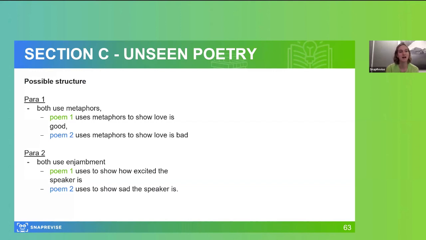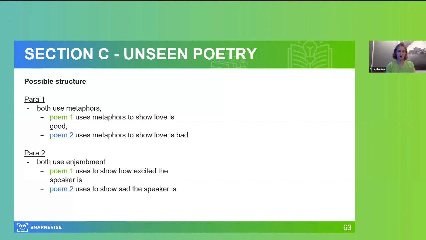So I've said that in paragraph 1, I'm going to talk about the fact that both texts use metaphors, and in poem 1, the metaphors are used to show how love is good. However, in poem 2, the metaphors are used to show that love is bad. And then I would debate whether one is more effective or less effective.